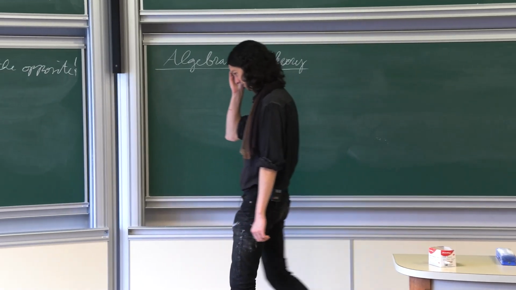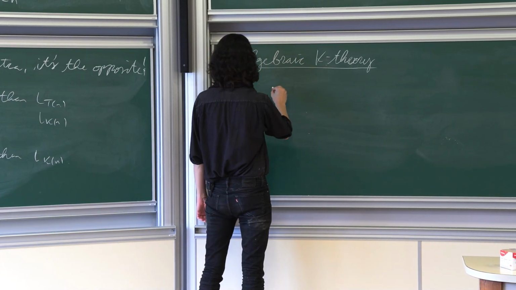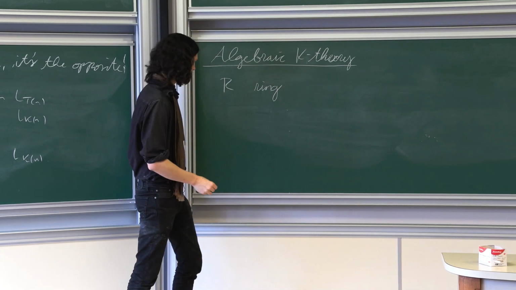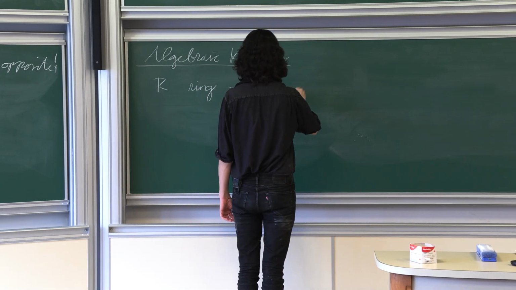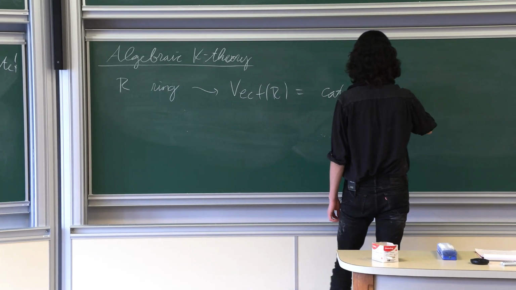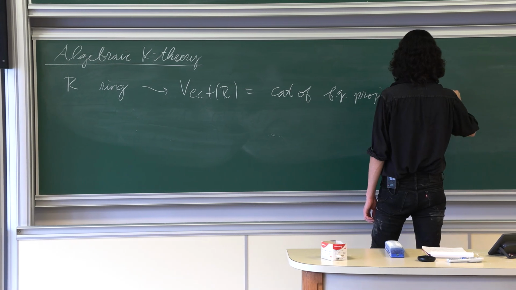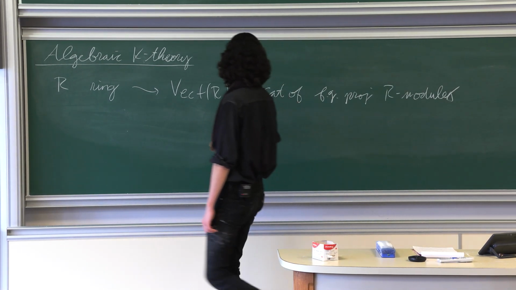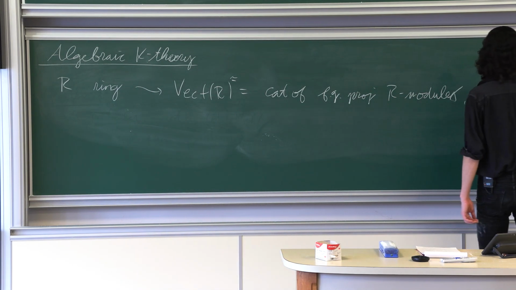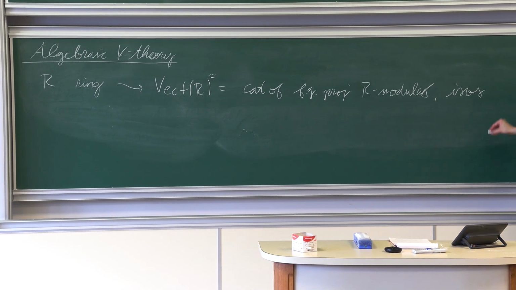We're going to start finally talking about algebraic K-theory. So let me start, let's say, with a classical situation. If R is just a ring, then let me say Vect R is the category of finitely generated projective R-modules. And then we can only allow isomorphisms between them and we get a groupoid.